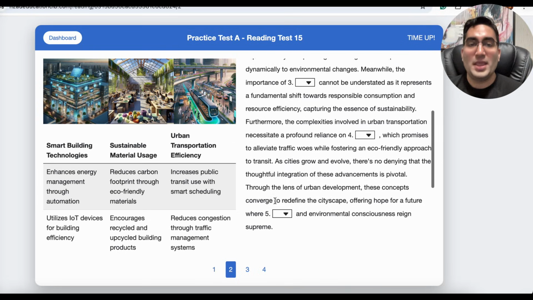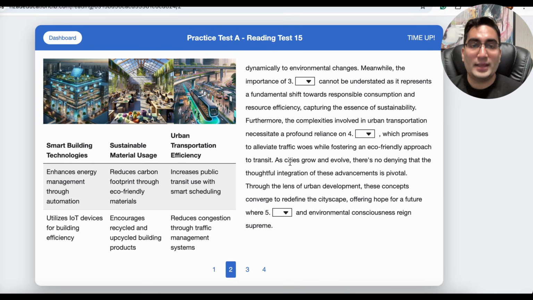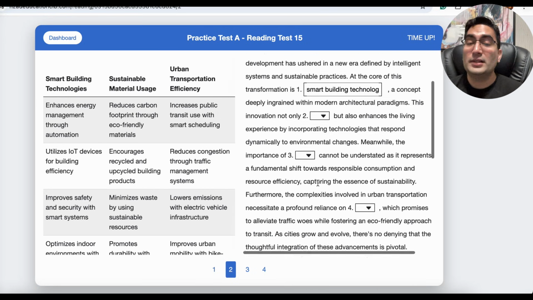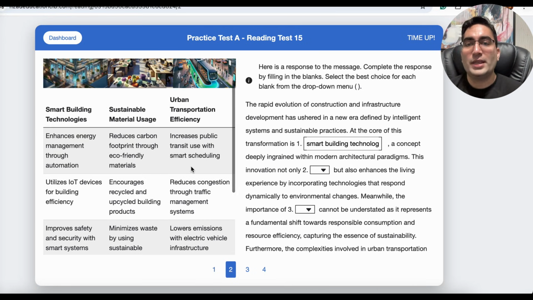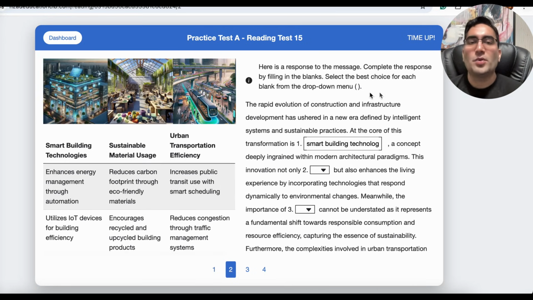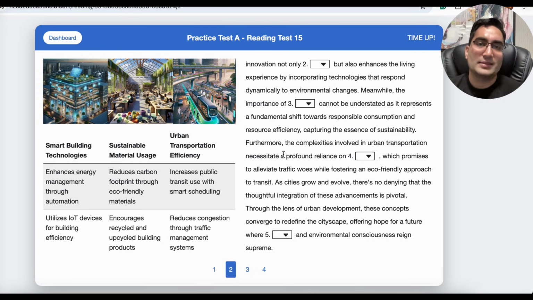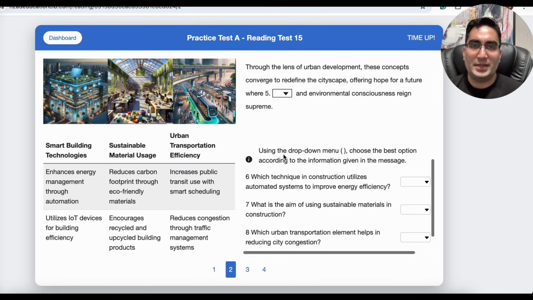And naturally, whatever is left would be the last few things, and that would be the urban transportation efficiency. And that is so obvious that the examiners even mention words like transit, so you know that we're talking about the third column. I have personally never seen any CELPIP reading where an entire column or row was not mentioned in the first 5 questions. So that's how you can understand the sequence, and you can put your eyes where they need to be.